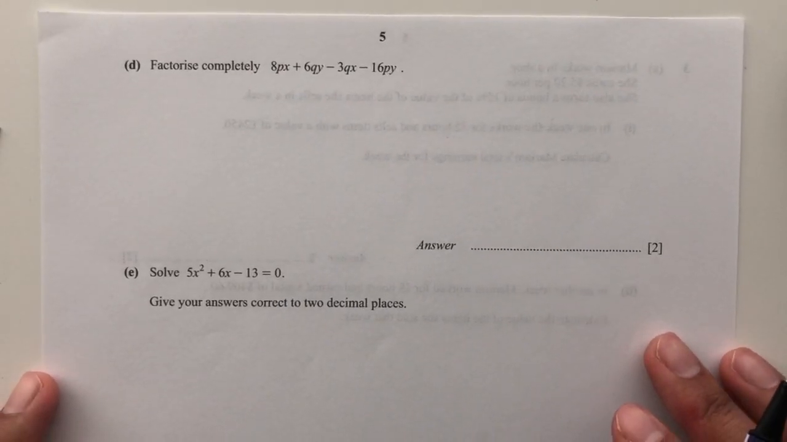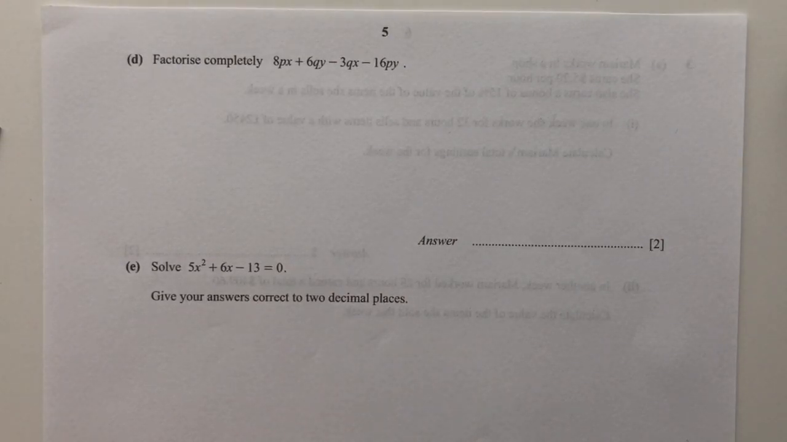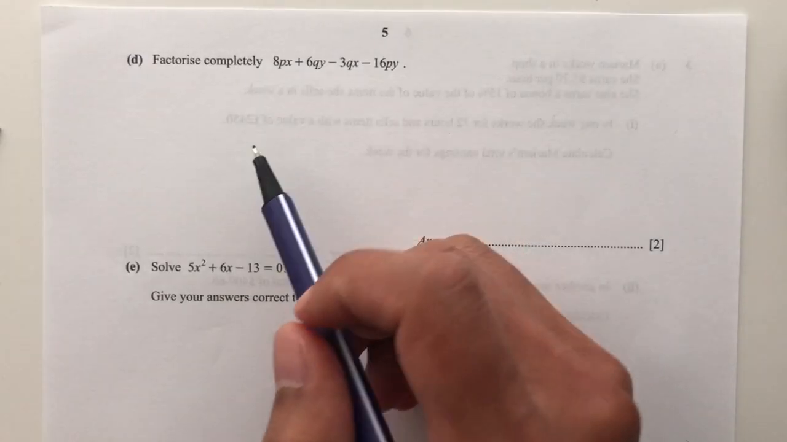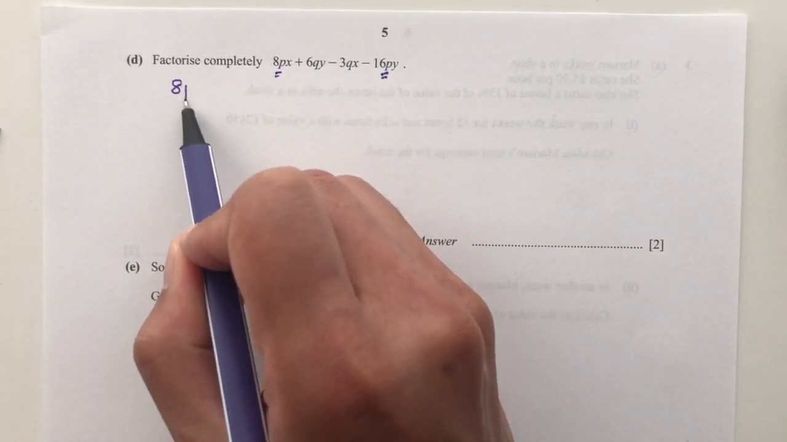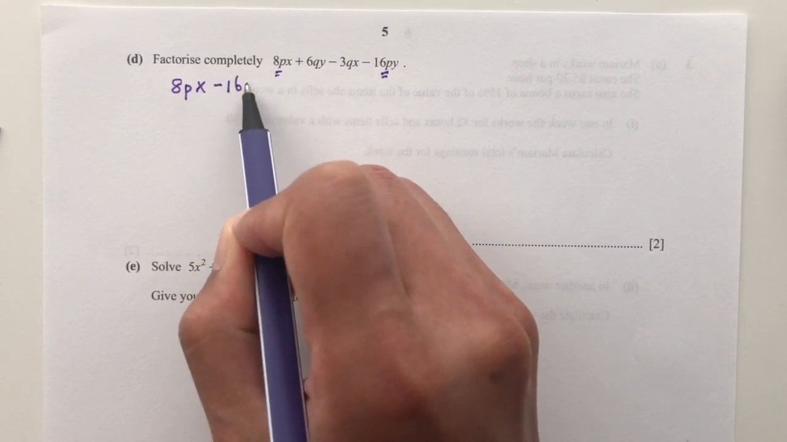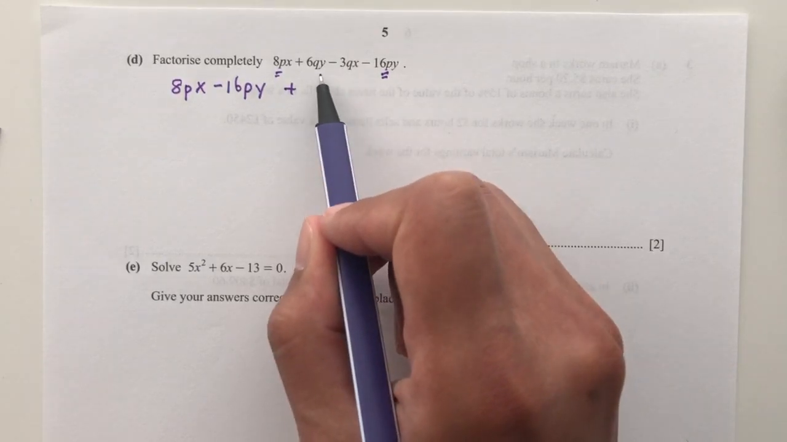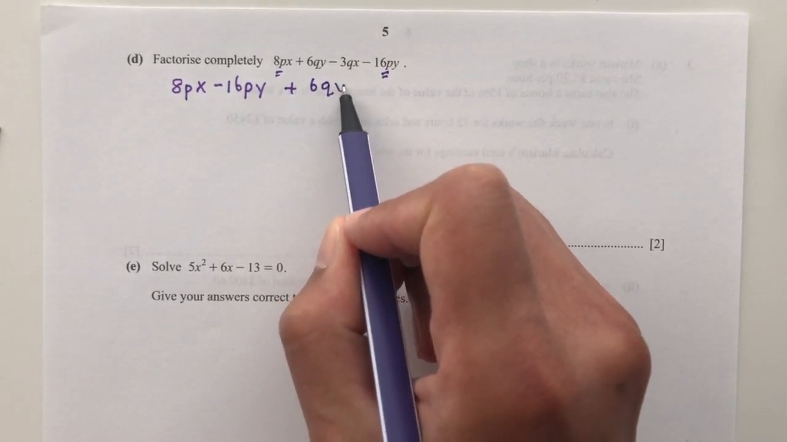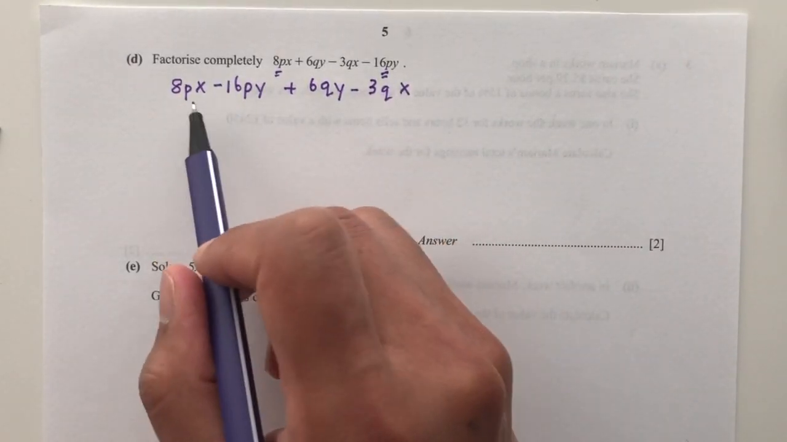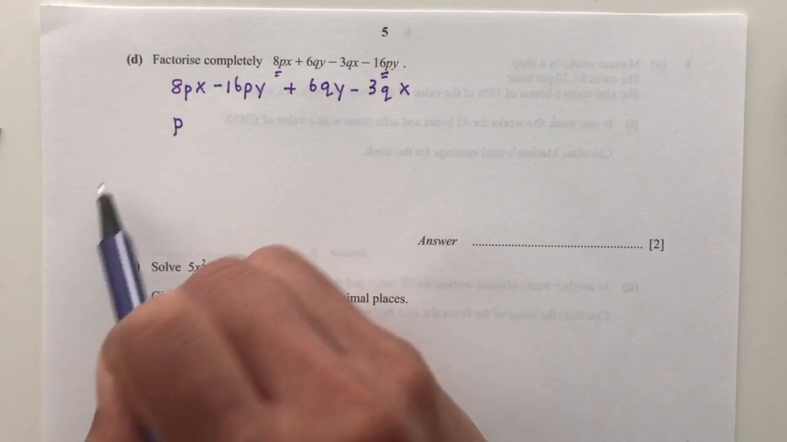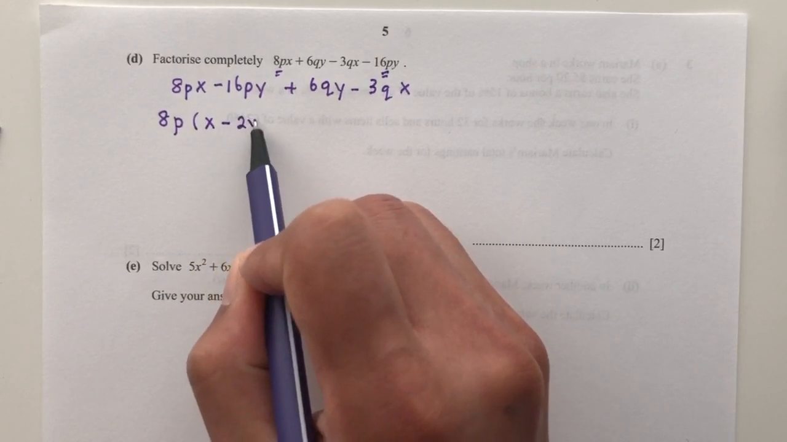So moving on to part D. Factorize completely this one. So let's see what is common here. So we have p and p here. Let's take it on one side. You'll have 8px minus 16py. Then we have 6, let's take q. So 6qy minus 3qx. So in this one, what is same? So I see that p is the same. Take out p, and 8 is the same. Take out 8. So we'll have x minus 2y.